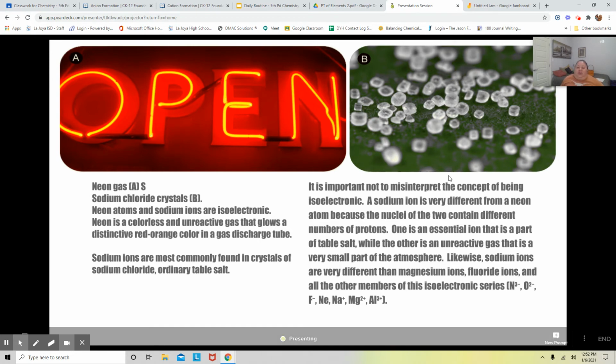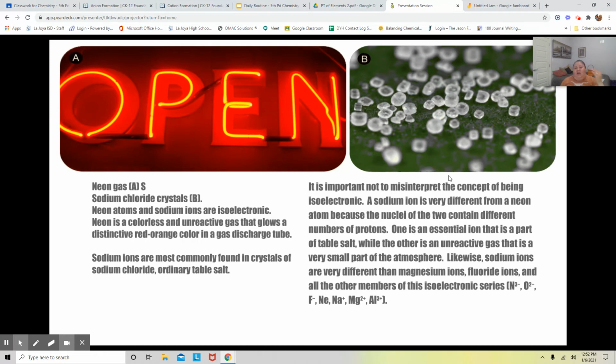It is important not to misinterpret the concept of being isoelectronic. A sodium ion is very different from a neon atom because the nuclei of the two contain different numbers of protons. So just because the electron configuration is the same for sodium ion and neon, that doesn't mean they're going to react the same. The protons that you originally had don't change. You still have the same number of protons, and you are going to react differently when you compare sodium cation to neon. They're going to have very different properties. Just because they have the same electron configuration does not mean they will react the same. Protons make a difference.